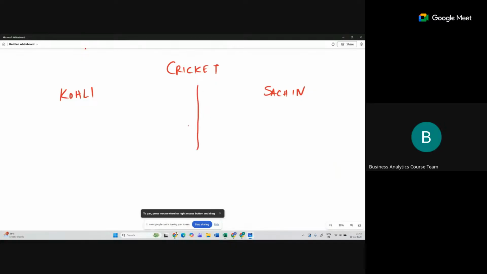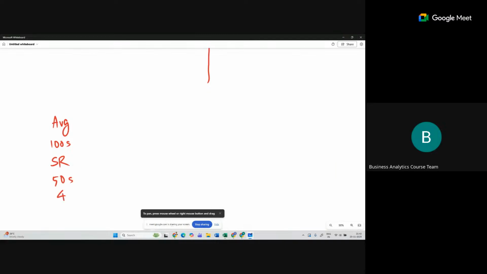So how will you measure the efficiency of a cricketer? First of all, tell me that. Like strike rate. Yeah, we'll have a lot of things, right? You have average, number of hundreds, strike rate, 50s, number of fours, number of sixes, number of matches. Number of balls faced also. Yes, it's very, very important in test matches.